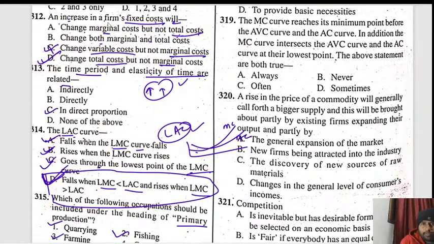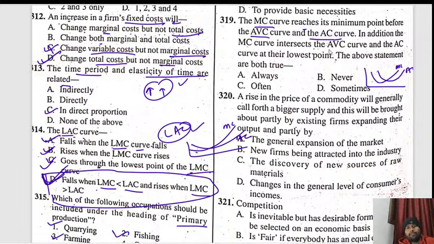319 is saying that the marginal cost curve reaches its minimum point before the average variable cost curve and the average cost curve. So here, if I draw, let it be the marginal cost curve. When the marginal cost curve is below the average cost curve, then the average cost curve will also be falling. So the average cost curve will be something like this. This is average cost, this is marginal cost.